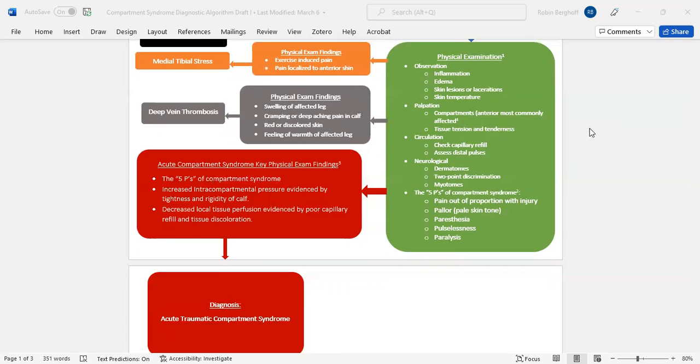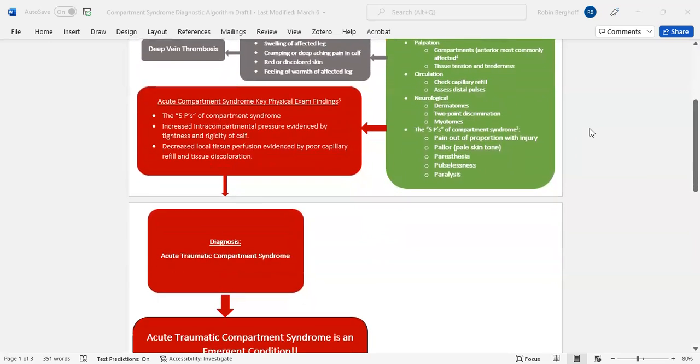You're going to have pulselessness, so a lack of a pulse at the lower extremity due to the buildup of pressure in the lower extremity. And then paralysis. Like I said, myotomes are going to be super helpful for the paralysis section. And then acute compartment syndrome, key physical exam findings are the 5 Ps, obviously. And then if a patient complains of increased intercompartmental pressure, evidenced by tightness and rigidity of the calf. And then also decreased local tissue perfusion, evidenced by poor capillary refill and tissue discoloration.